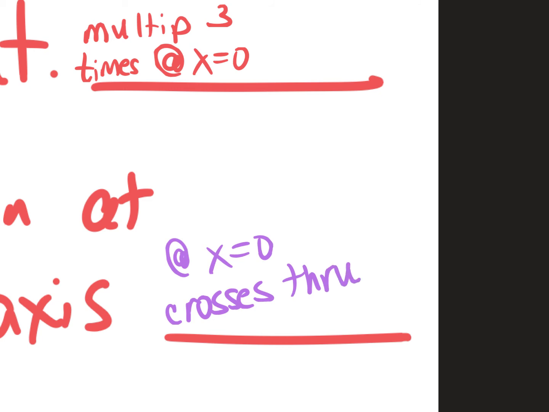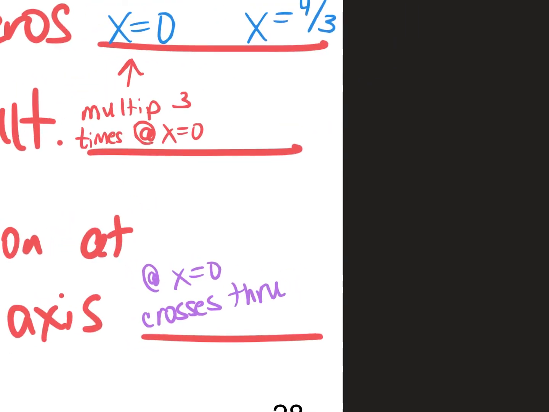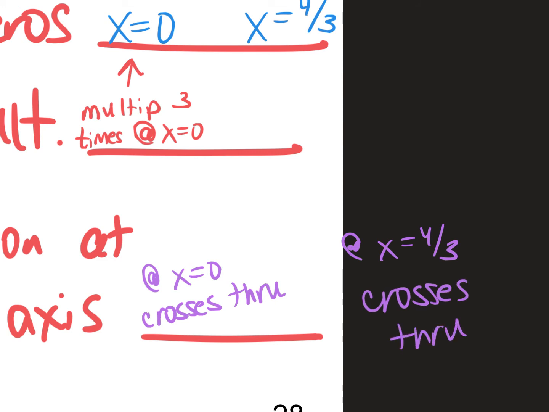If you want to write me a paragraph dissertation, that's fine as well. I don't need all that. What happens at x equals 4/3? It crosses through. You will have answers where at one answer it touches and turns, the other answer it crosses through. Just the nature of the beast.